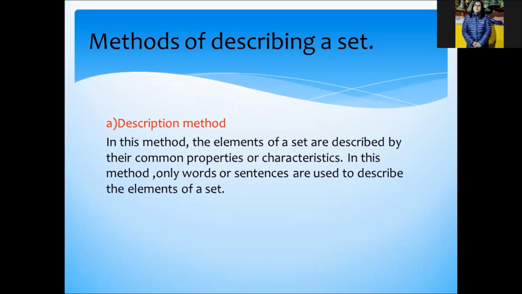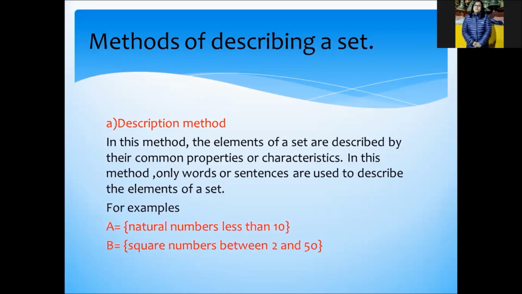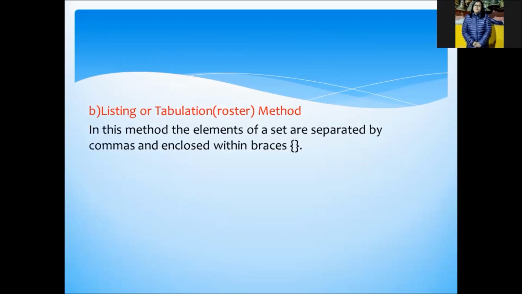For example, set A: natural numbers less than 10, and set B: square numbers between 2 and 50. Next method, listing or tabulation, also called the roster method. In this method, the elements of a set are separated by commas and enclosed within brackets. You have to use curly brackets.